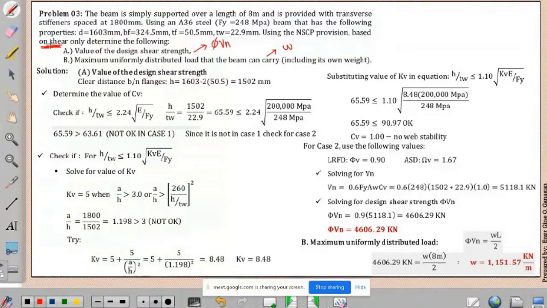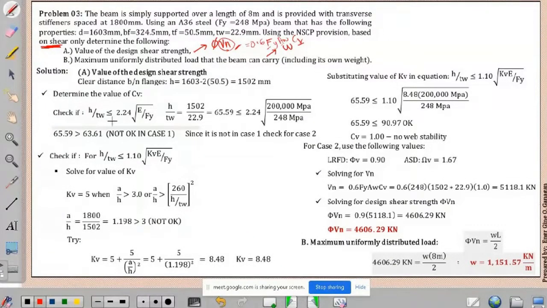So for the value of our design shear strength, i-solve natin yung Vn. Okay? Ito yung unang isa-solve natin, Vn. So, ano yung equation ng Vn? That is equal to 0.6 Fy Aw Cv. Okay? Yung Fy, yung Aw natin, h over tw, yung Cv. Kailangan natin kunin yung Cv. So, we have to determine Cv.